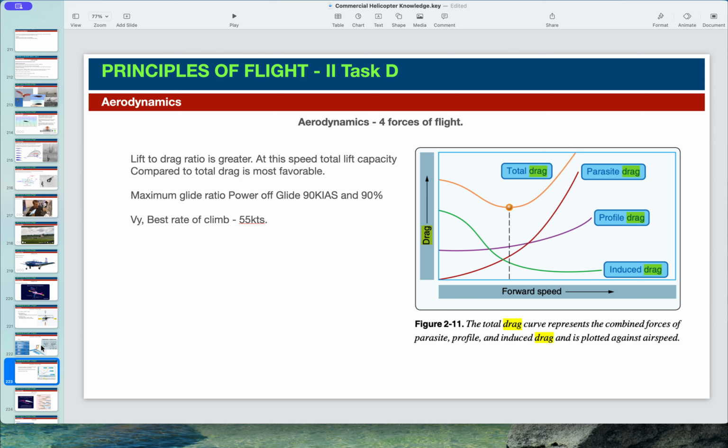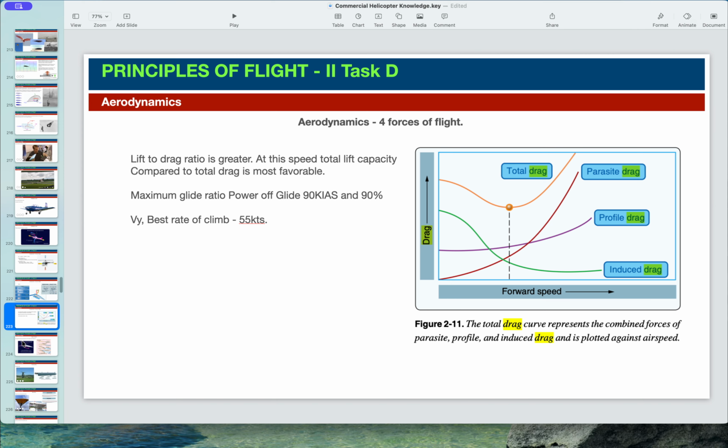And in the POH for the R44, we know our max glide ratio, which is a good understanding of the powered-off low portion of the total drag curve. We can glide at 90 knots and 90% RPM, and that'll be our max glide, the most efficient way to get max distance with our engine off. And we know our best rate of climb, VY, is 55 knots, and that's the ideal spot in this drag curve ratio where we can kind of put our helicopter in the right spot to maximize efficiency and get good climb.